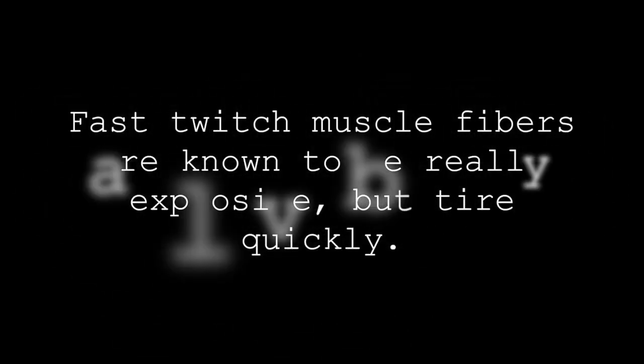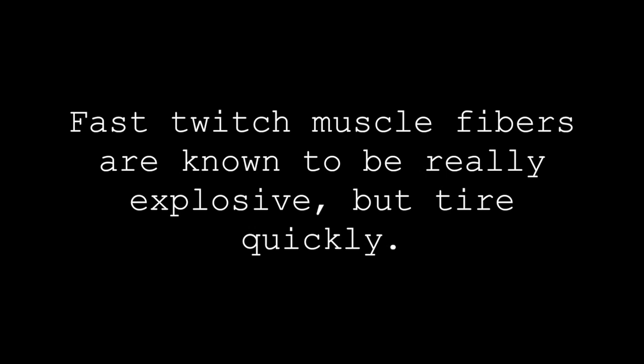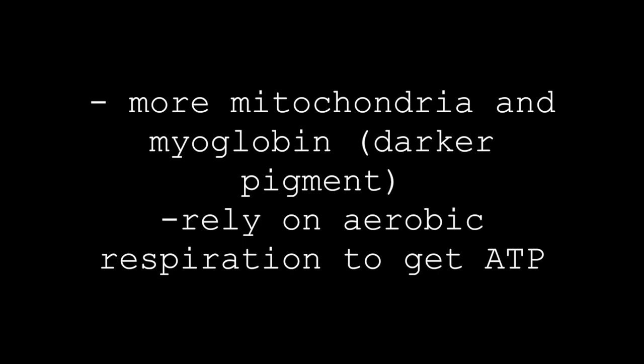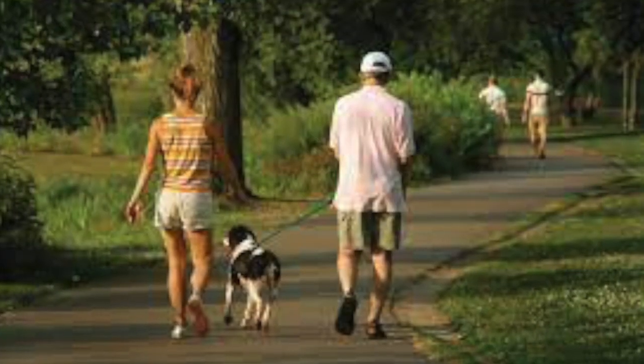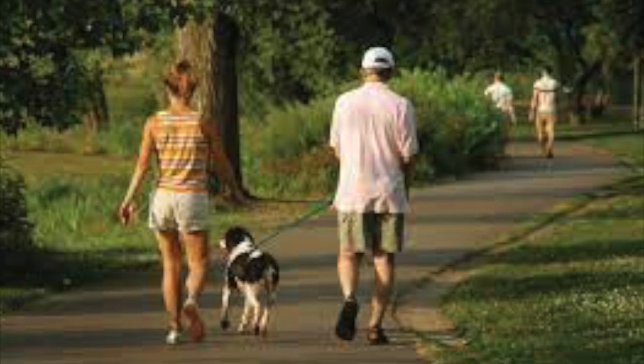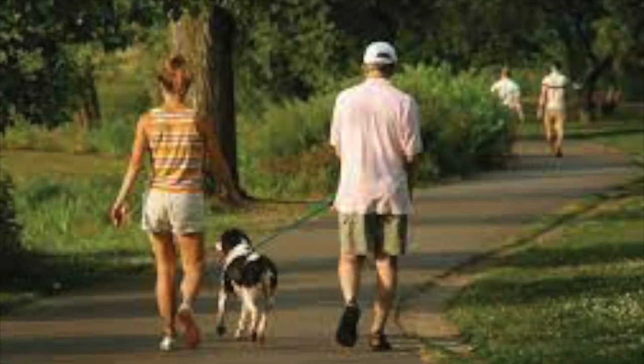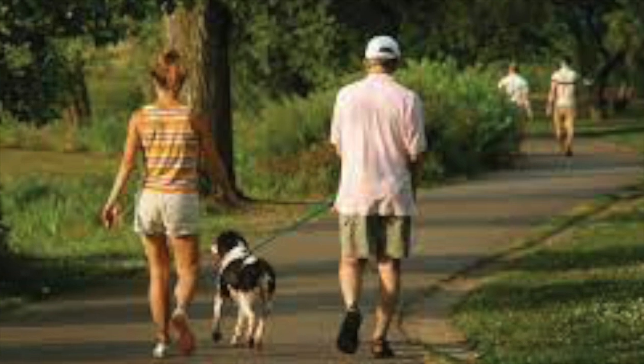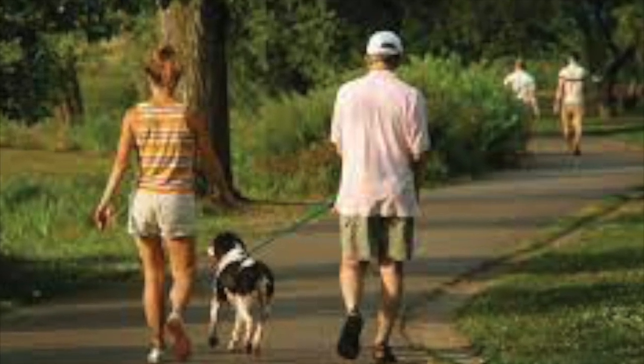Now back to the information. Fast twitch fibers are known to be very explosive but tire quickly. Opposite of fast twitch muscle fibers are slow twitch fibers. Slow twitch fibers have more mitochondria and myoglobin, which gives them a darker pigment, and they rely on aerobic respiration to get ATP. Aerobic respiration is just cellular respiration and can occur during running, walking, swimming, and other exercises that are very similar to these.